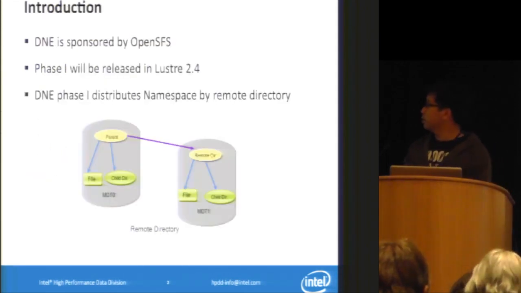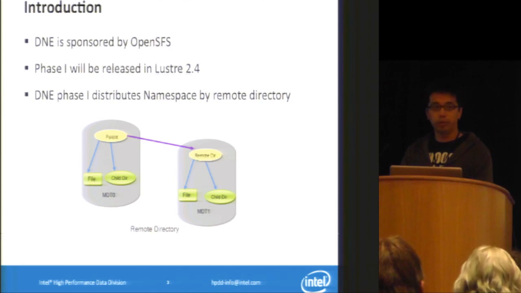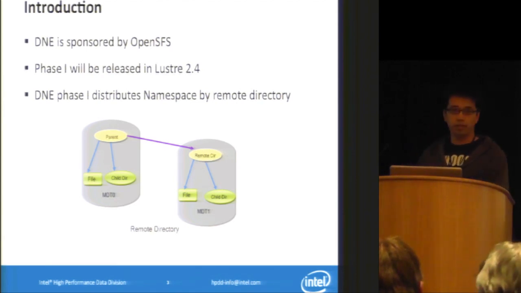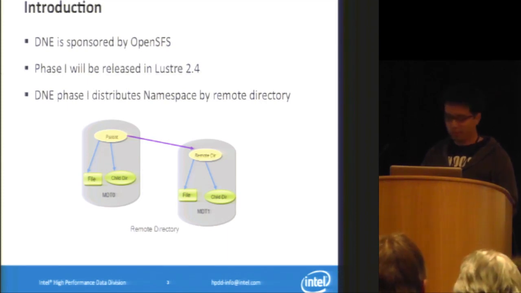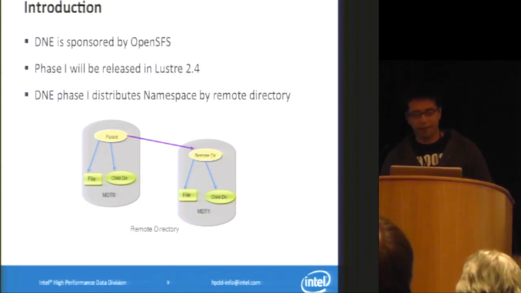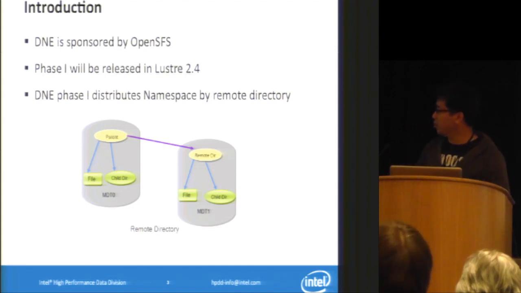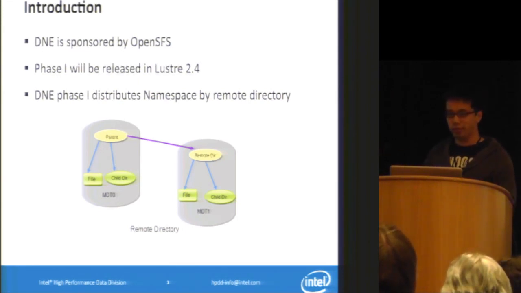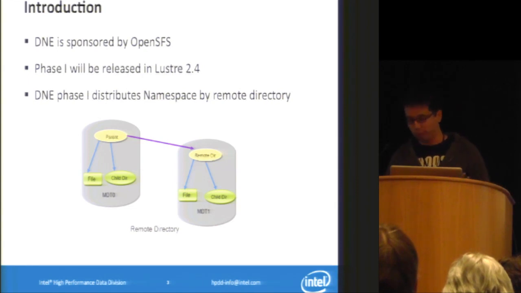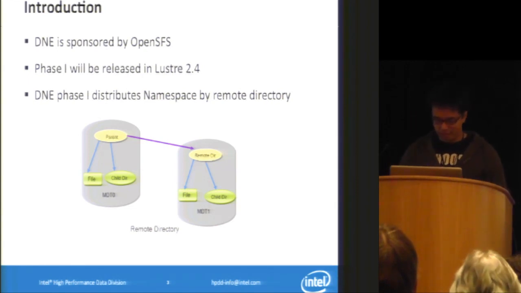So DNE, this project is sponsored by OpenSFS and started last year. Currently, all the code has been landed on Lustre 2.4 and will be released soon. You can see what a remote directory is from this graph. A remote directory is not in the same MDT as its parent. By this, we distribute the namespace among multiple MDTs.